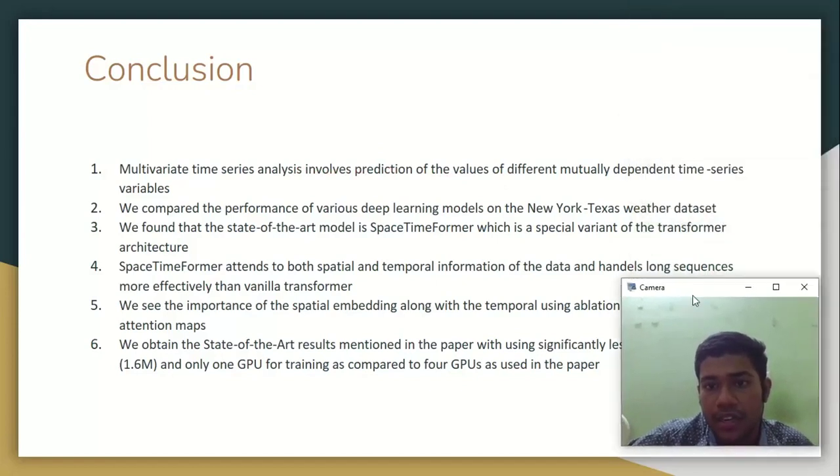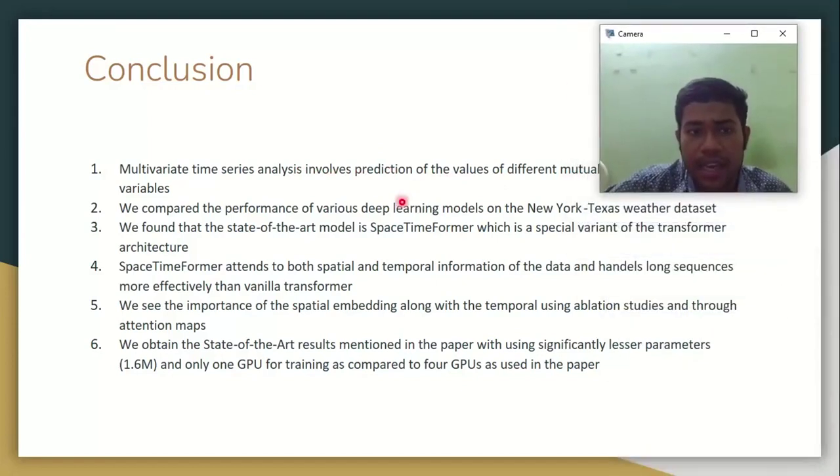So the final conclusion is that we have worked on multivariate time series analysis, which involves prediction of values of different mutually dependent time series variables. Then we compared the performance of various deep learning models on the New York, Texas weather dataset, and we found that the state-of-the-art model is the Spacetimeformer model, which is a special variant of the transformer architecture, because Spacetimeformer attends to both spatial and temporal information of the data and handles long sequences more effectively than the vanilla transformer model. We see the importance of spatial embeddings along with the temporal using ablation studies, where we remove the spatial embeddings selectively and plot the attention maps. We obtained the state-of-the-art performance mentioned in the paper with a significantly smaller number of parameters, which is just 1.6 million.